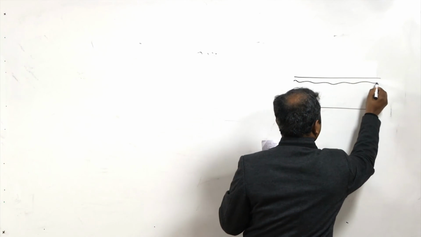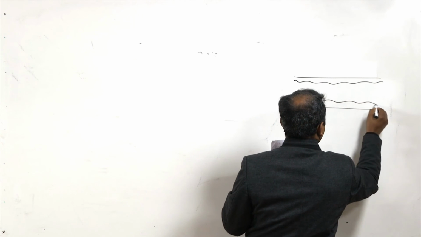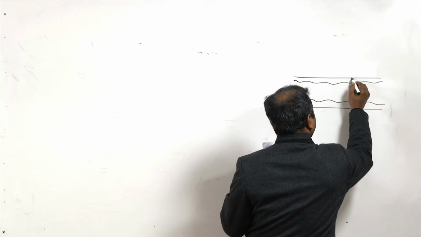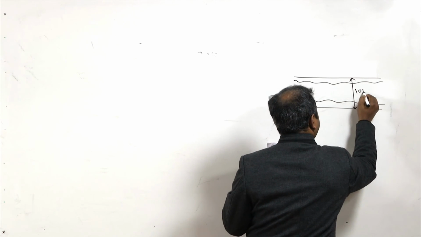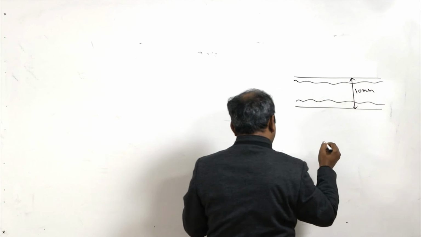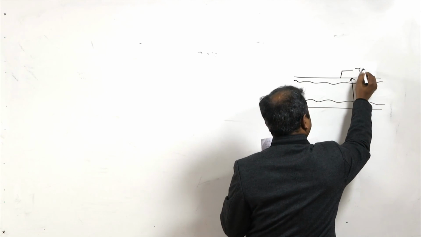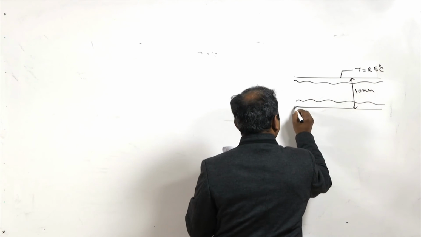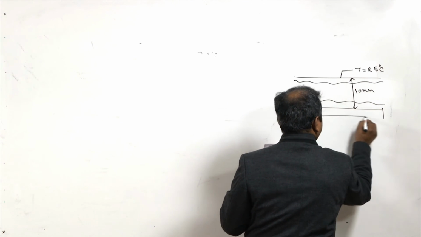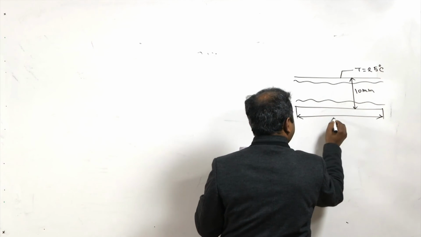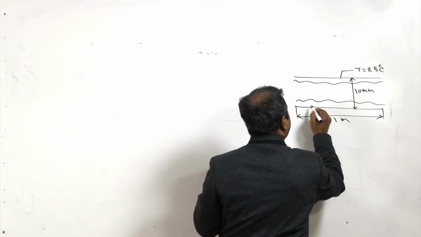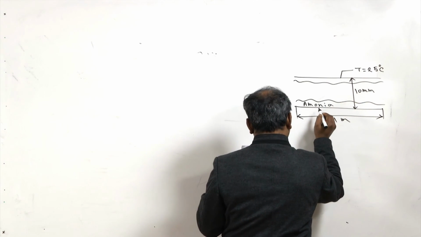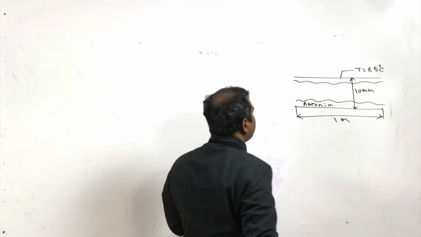So, this is, let us say, the ammonia film. The tube has a diameter of 10 millimeter, and the tube temperature is 25 degrees centigrade. The length of the tube is given as 1 meter. So, we have the ammonia film over here.